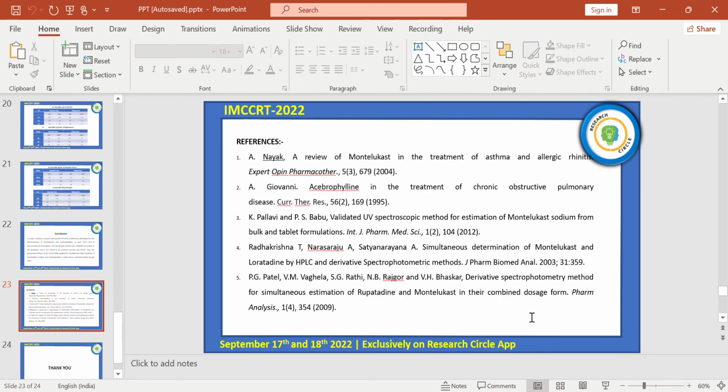These are the few references for the present research work.